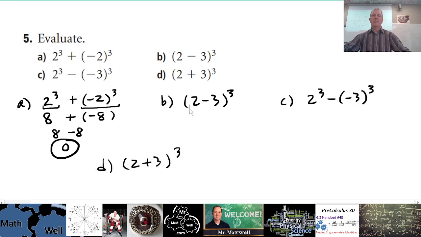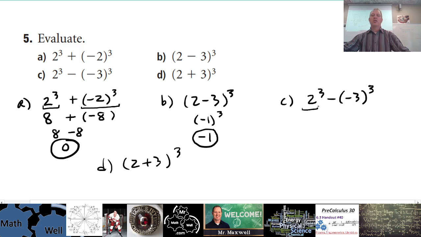B says 2 minus 3 all cubed, so that one we're going to do inside the brackets first. 2 minus 3 is -1 all cubed, which is -1 times -1 times -1. It's an odd number of negatives, so that's a -1 for an answer. Stop me if you have any questions about this, but I'm just going to keep going through here.